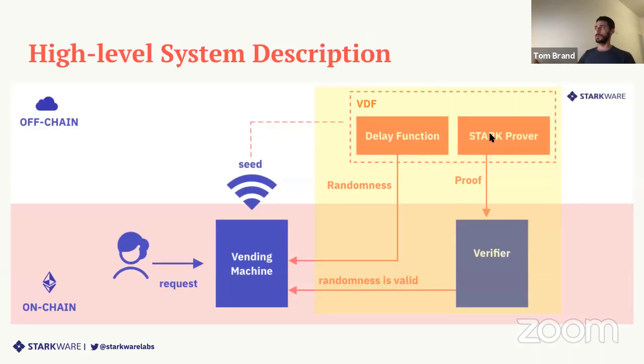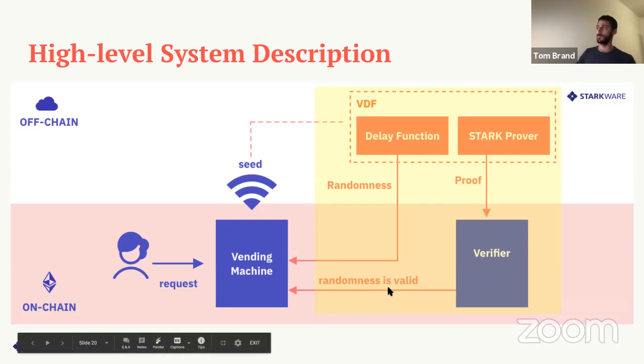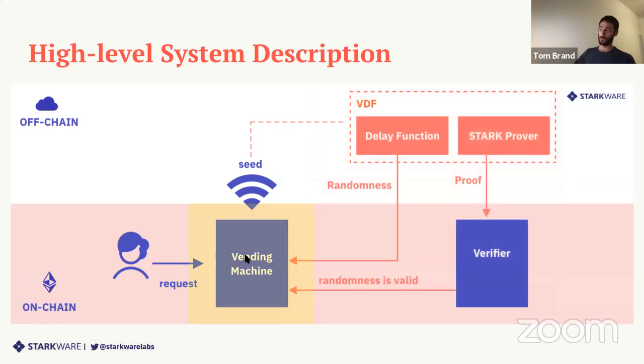Okay, great. So we understand what VDF is. We understand how we use it to get secure randomness. Now the missing piece is how we use this construction with actual users. For this, we introduced the notion of a vending machine, and I will try to explain what the motivation is and how it works.